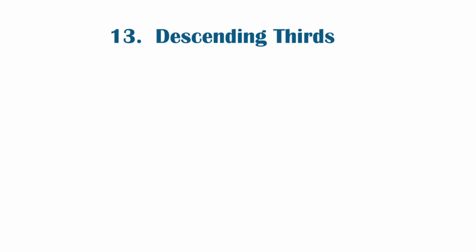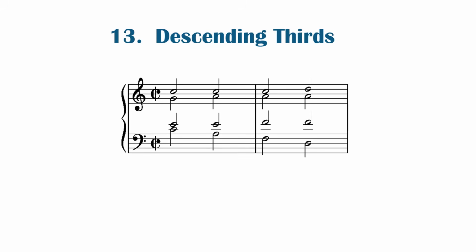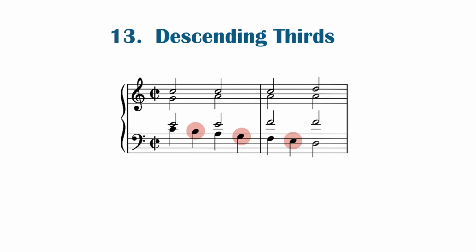Number 13. Descending thirds. As the name suggests, in this pattern we've got a series of root position chords placed a descending third apart. It's worth noting how easily this prototype can be transformed into a descending stepwise bass sequence by means of intervening chords or passing notes.